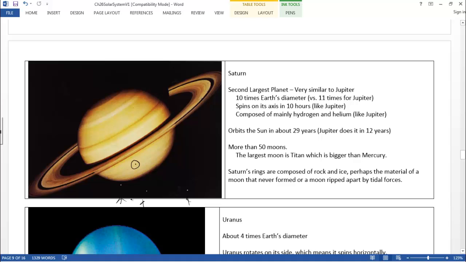The ring is composed of ice and rock, and it's thought that maybe a moon broke up, maybe through tidal forces, and the remnants of the moon created the rings of Saturn. Or maybe it was just stuff, particles found in space that Saturn captured, that created the ring.